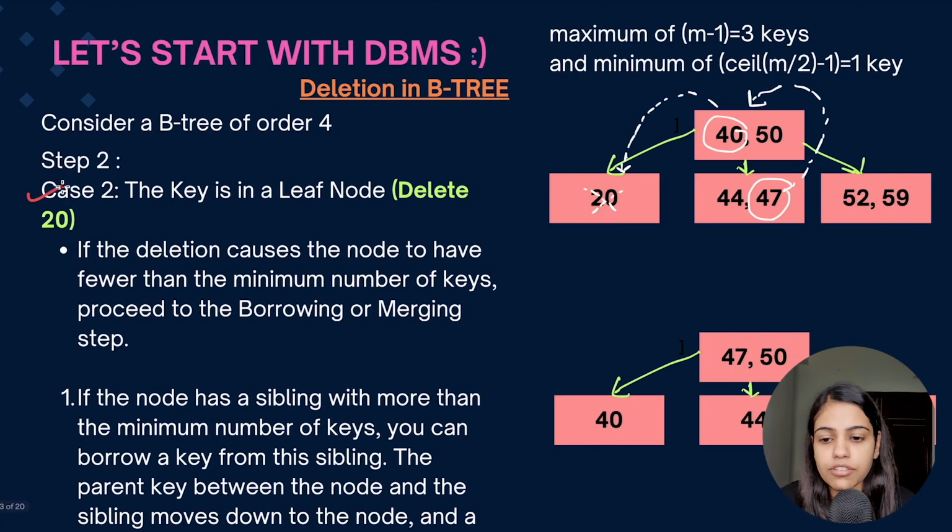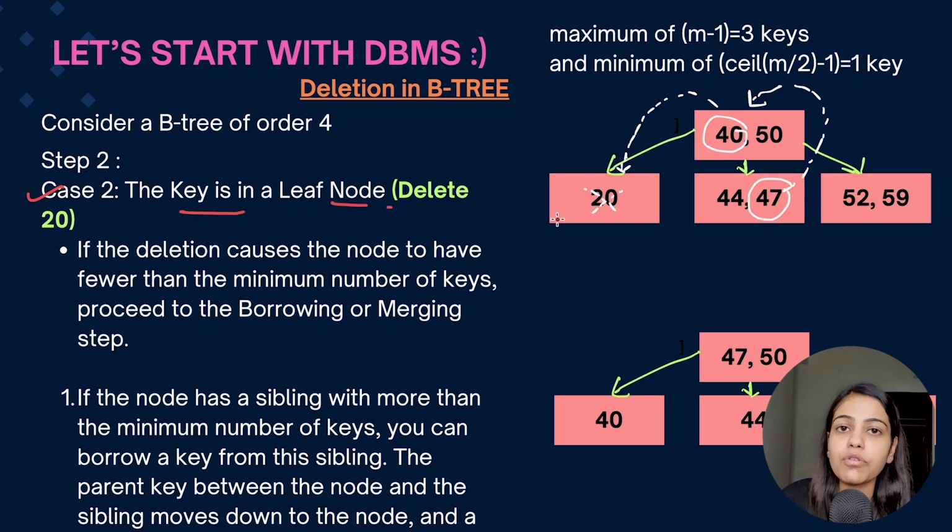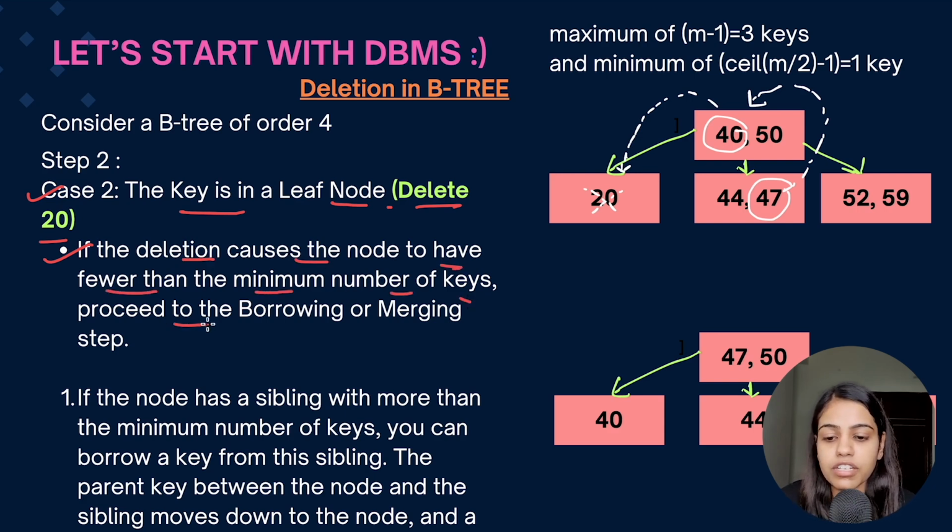Now coming to case 2 where the key is in the leaf node, but there is a possibility that if I am deleting that particular key, the node is left with less than the minimum number of required keys. So consider here I am deleting 20. If the deletion causes the node to have fewer than the minimum number of keys, proceed to the borrowing or the merging step. Now how can we follow that? Here I have to delete 20, right? But if I delete 20, the minimum number of keys which is needed is 1.